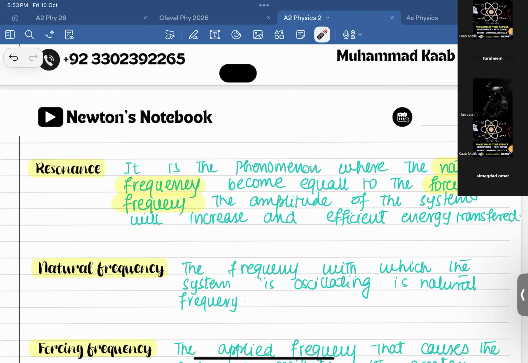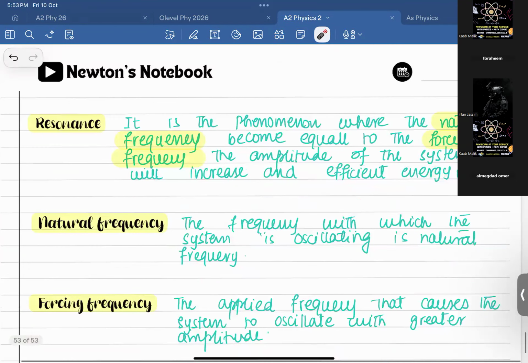So to overcome the effect of the damping, we use the concept of resonance. The concept says that when the natural frequency becomes equal to the forcing frequency, the amplitude of the system will increase and efficient energy transfer takes place. This is the concept of resonance. So resonance requires the natural frequency and the forcing frequency to be the same.